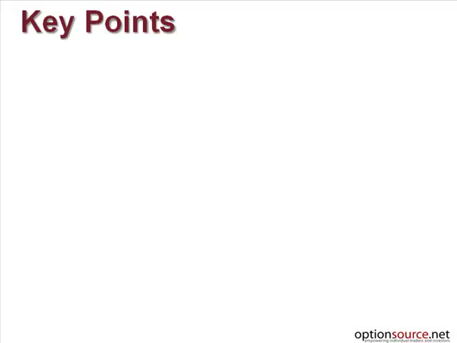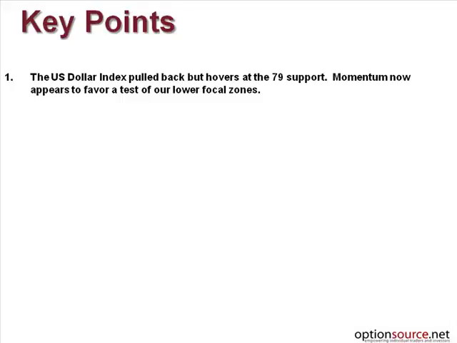Let's take a look at a few of our key points. First of all, the U.S. dollar index pulled back but hovers at the 79 support still. Momentum now favors a test of our lower focal zones.